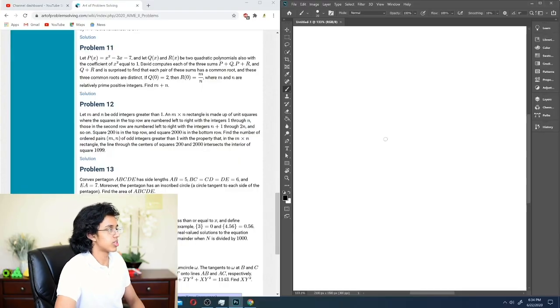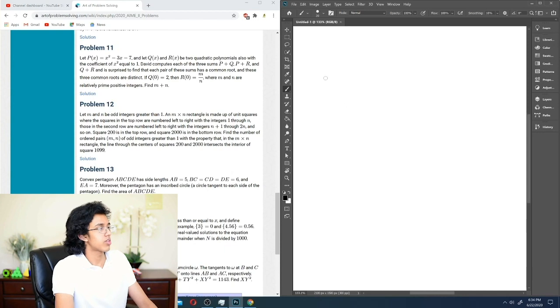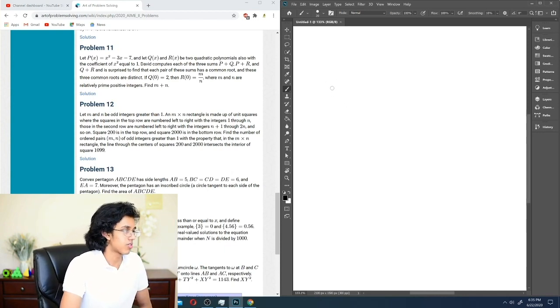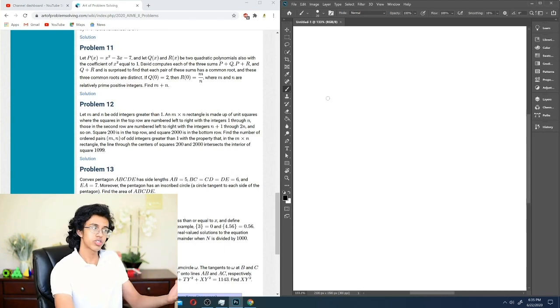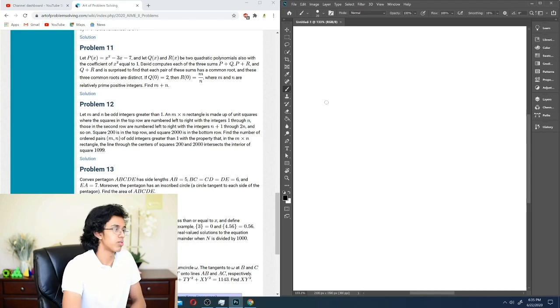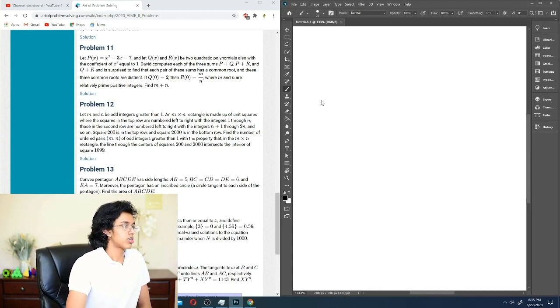Let p of x equal x squared minus 3x minus 7, and let q of x and r of x be two quadratic polynomials with coefficient of x squared equal to 1. So they are monic, so that's cool. David computes each of the three sums, p plus q, p plus r, and q plus r, and is surprised to see that each pair of these sums has a common root, and each of these common roots are distinct. If q of 0 is equal to 2, and then r of 0 is equal to m over n, find m plus n.